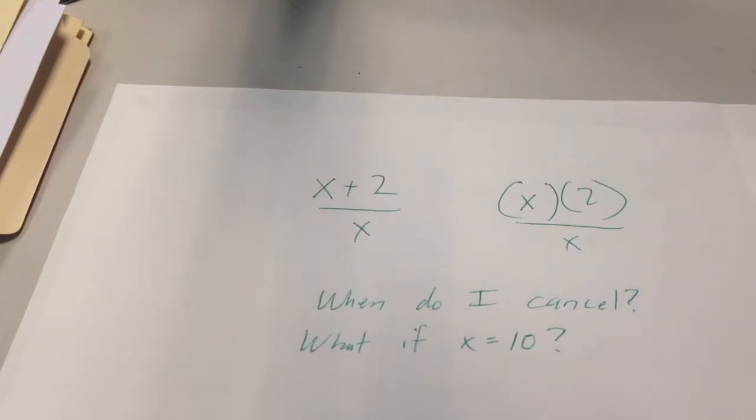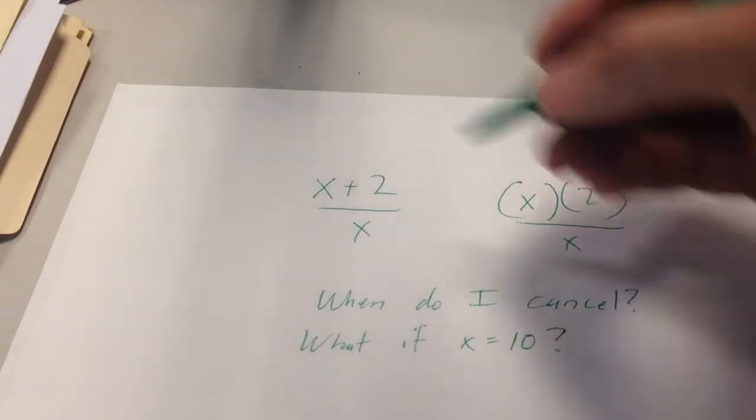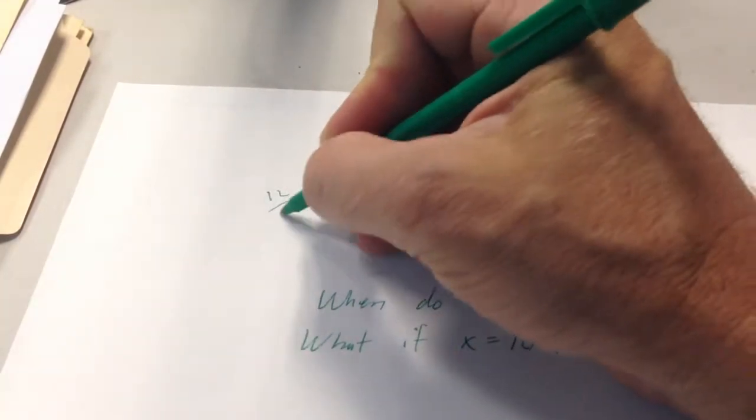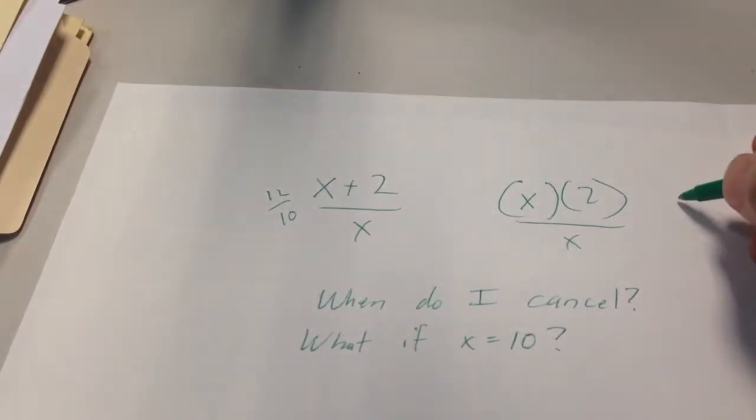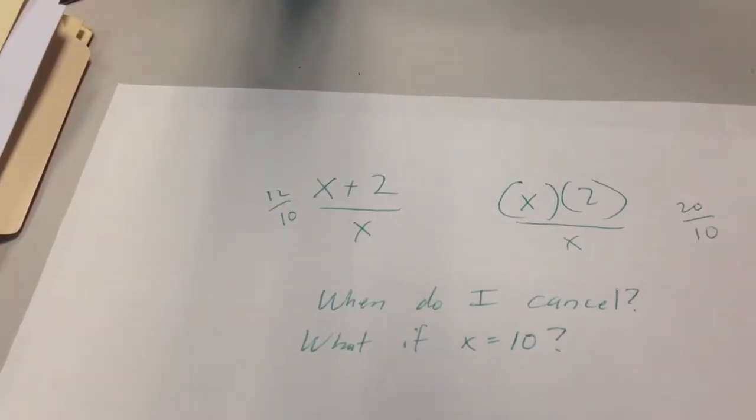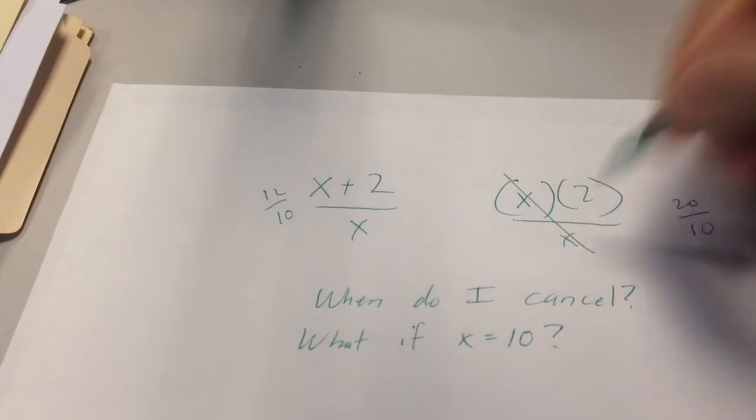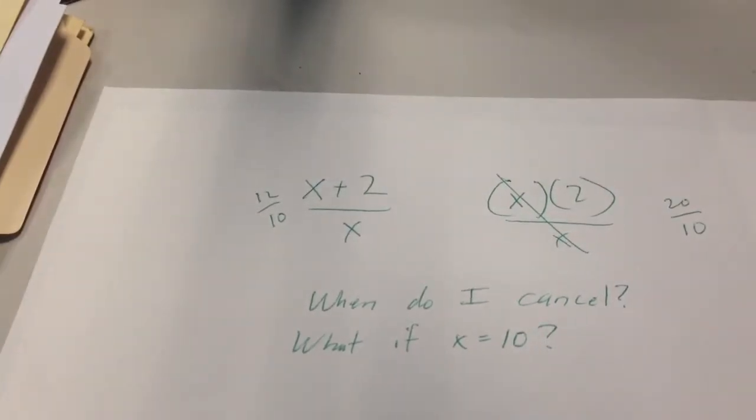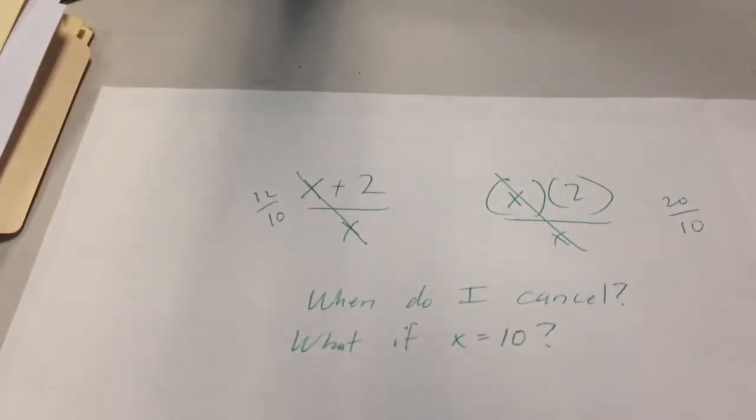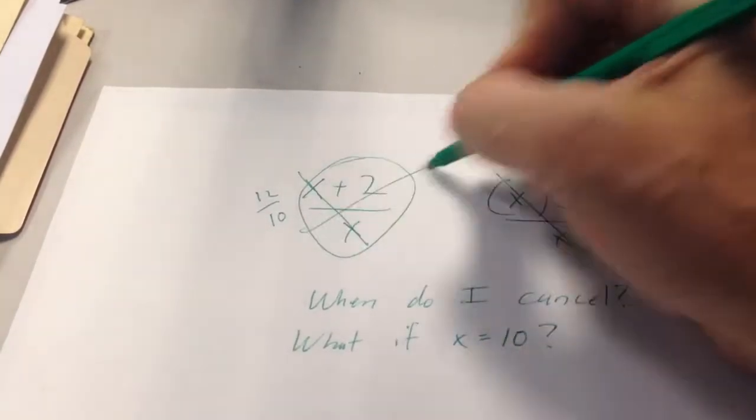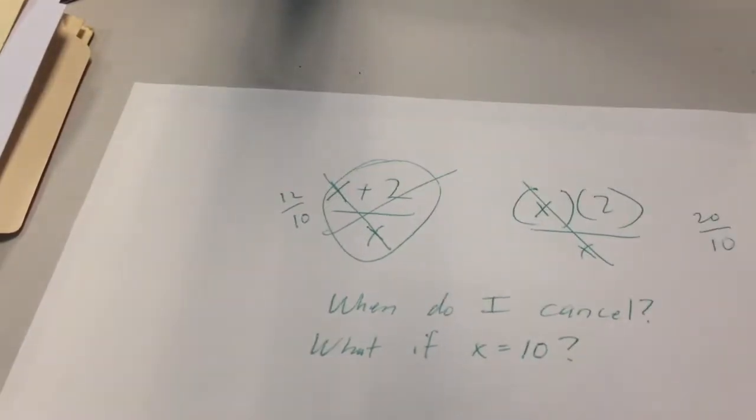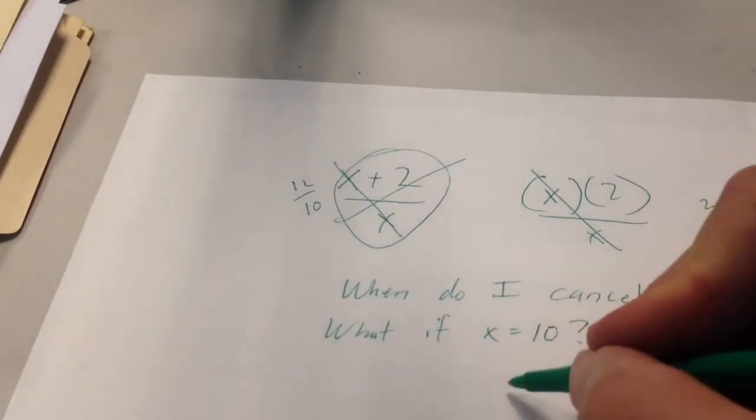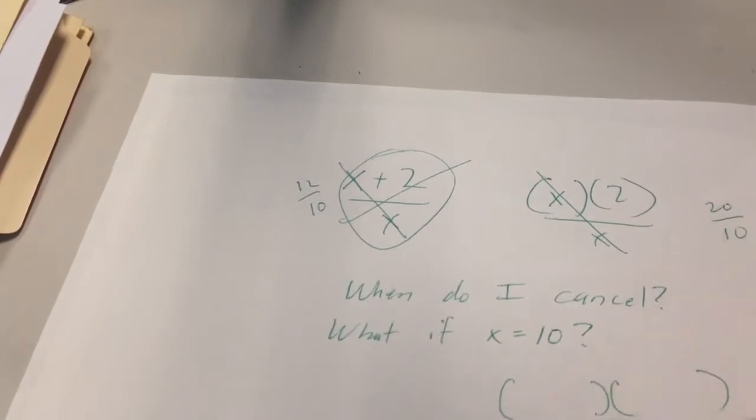And if you think about it, what if x equals 10? If x equals 10, this one is going to be 12 tenths, whereas this one over here is going to be 20 tenths. If I cancel, oh, that's still 2. That doesn't change. But if I cancel over here, that is no longer the same thing. 12 over 10 is not the same as 2. So this is why you can't cancel that one. You have to leave it as x plus 2 over x.